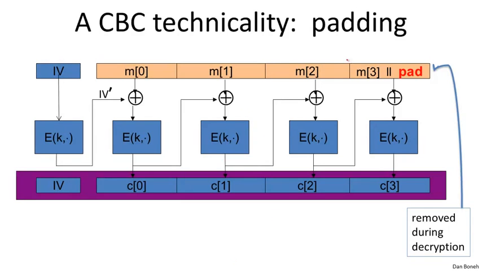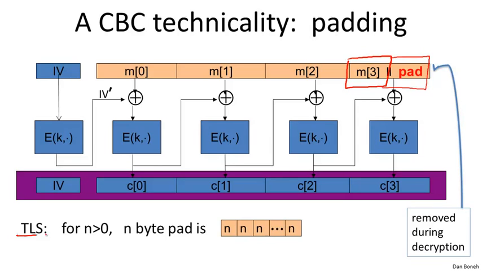One last technicality about CBC is what to do when the message is not a multiple of the block cipher block length. That is, what do we do if the last message block is shorter than the block length of AES, for example? So the last message block is less than 16 bytes. And the answer is that we add a pad to the last block so that it becomes as long as 16 bytes, as long as the AES block size. And this pad, of course, is going to be removed during decryption.